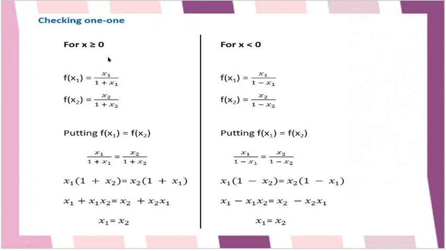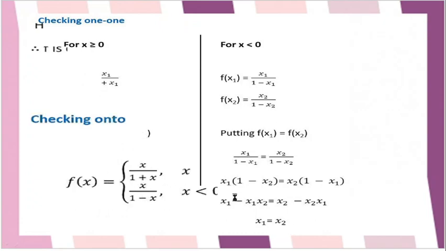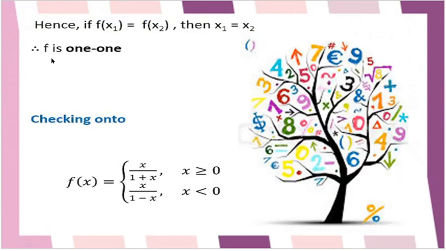Now let's check one-one for x greater than or equal to 0 and for x less than 0. First of all we will calculate fx1, fx2, equate them, then cross multiply, and we will open the brackets and solve. We are getting x1 equal to x2. Now let's check for x less than 0. So fx1, fx2, equate them, open the bracket, cross multiply, and here also we are getting x1 equal to x2. So it means the function is one-one.